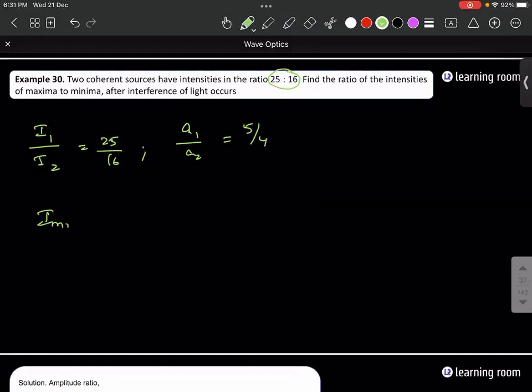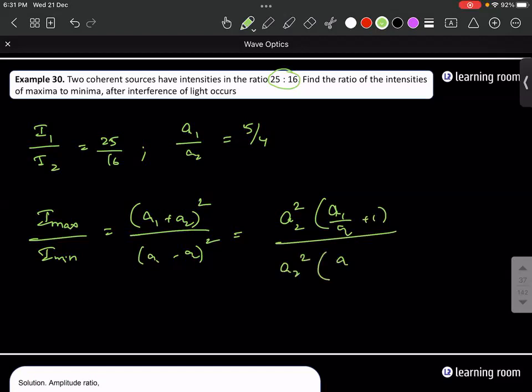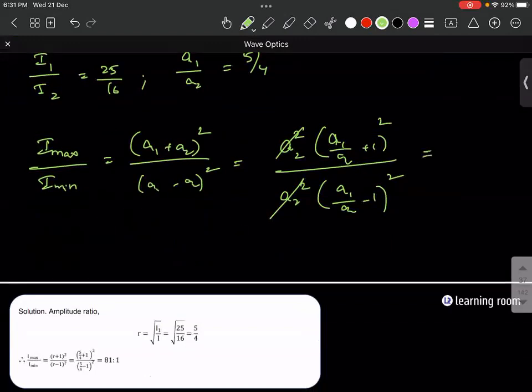So I max by I min, can I write it as (A1 plus A2) the whole square by (A1 minus A2) the whole square? Then what I can do is I will take A2 outside, then I'll get A2 square into (A1 by A2 plus 1) divided by A2 square into (A1 by A2 minus 1). Here the A2 squares will get cancelled. So A1 by A2 is 5/4. So 5/4 plus 1 is going to be 9/4 the whole square divided by 5/4 minus 1 is going to be 1/4 the whole square. So 4 and 4 will get cancelled. 81:1 is the answer.